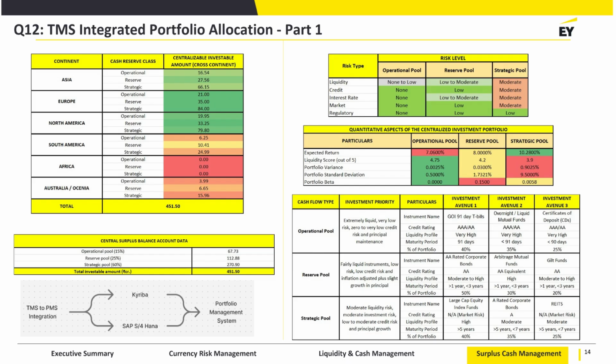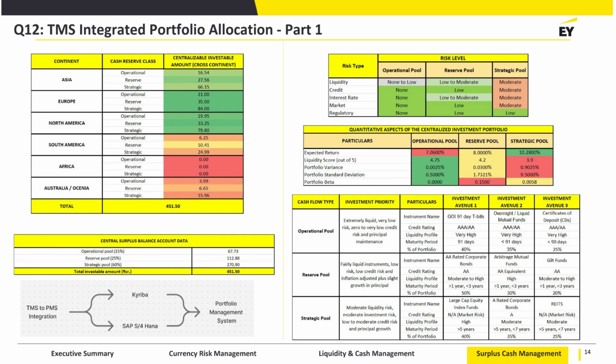To name a few, in the operational pool, Government of India 91-day T-bills and certificates of deposit of high credit quality. In the reserve pool, AA rated corporate bonds as well as arbitrage mutual funds may be employed, as the return and risk is more balanced for reserve pools. As far as the strategic pool is concerned, it is a long-term commitment and hence looks to lock in money in longer term investments and get a relatively higher rate of return.